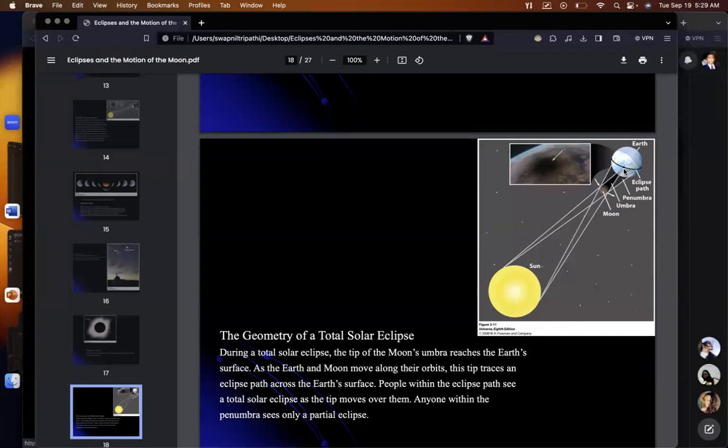And the penumbra is much bigger, and it covers more area on the Earth, and people in the penumbra can only see partial solar eclipse because some of the sun is visible.